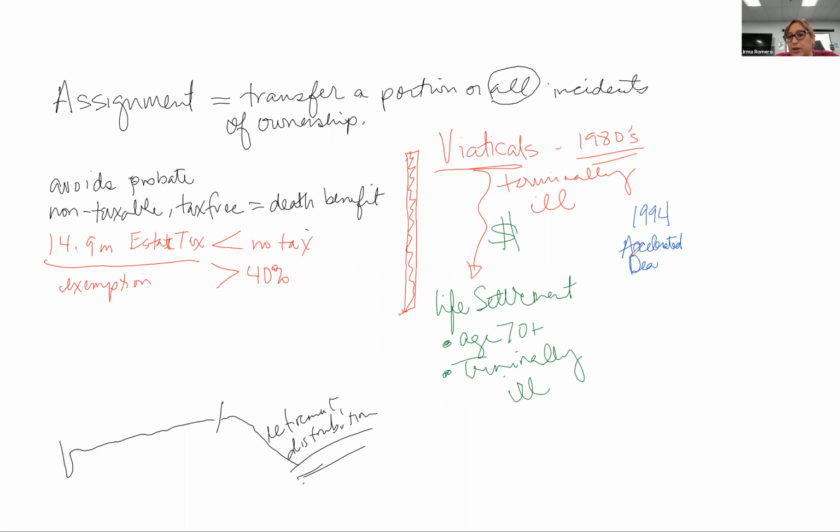Words mean what they say. We talked about this on Wednesday. The accelerated death benefit allows for a portion of the death benefit to be paid when the insured is terminally ill, but they have to qualify. So if they don't meet the company's underwriting guidelines to get the accelerated death benefit, then the alternative for the policy owner would be to go to a life settlement company.